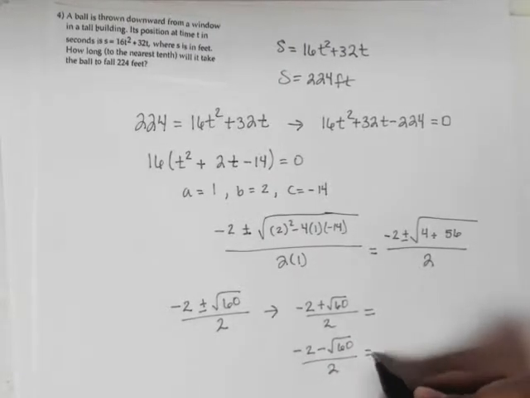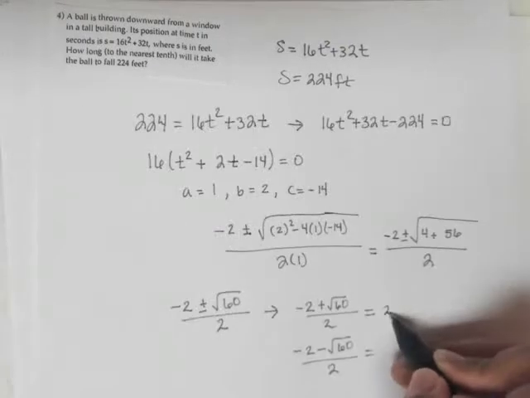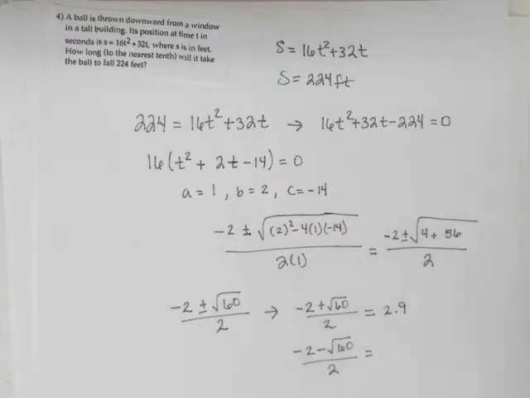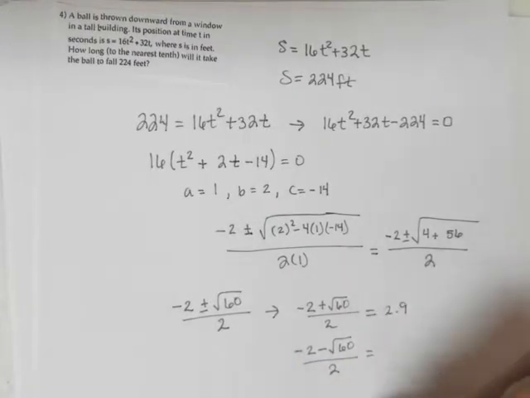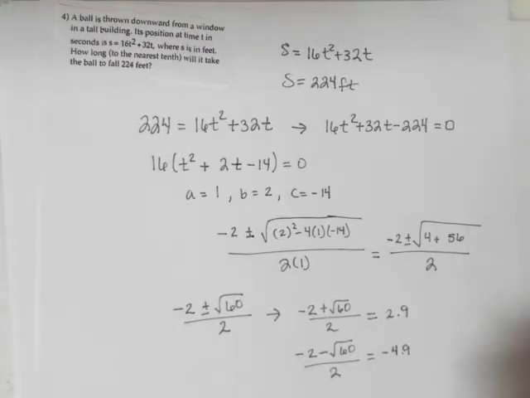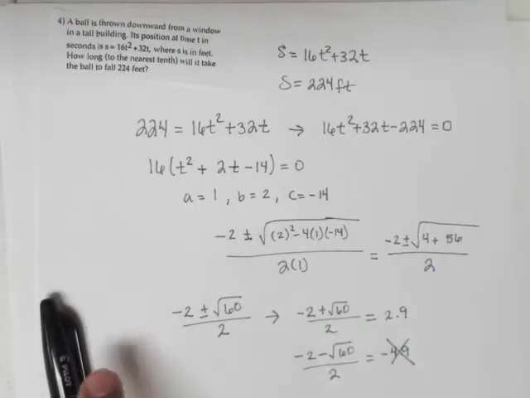So we're going to do this all on our calculator. This one right here is 2.9. This one right here, we don't even need to calculate. It's a negative number divided by a positive, so that right there is already negative, negative 4.9. And let's think about the reasonableness of our answer. We need a positive answer because we're looking for t, the time. So the negative 4.9 would not work as an answer.